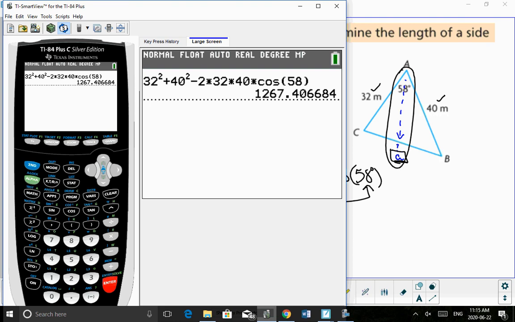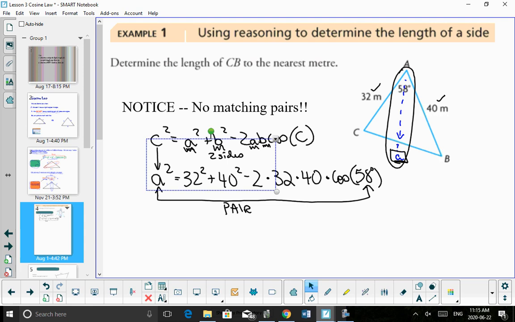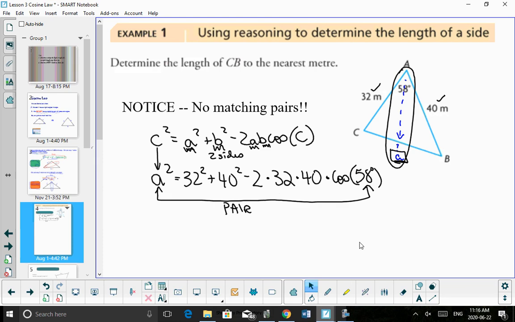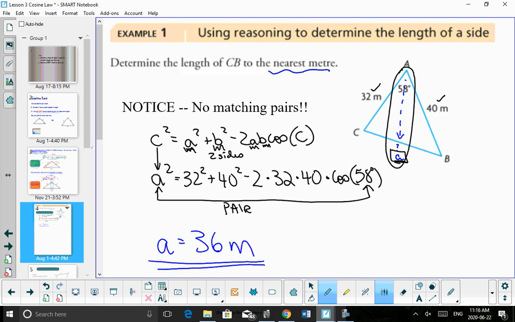Okay, so we get A squared equals 1267 because remember the formula is A squared. So how do you get rid of a squared? We square root. So we're going to go square root that answer, hit enter, and I get out 35.6. So to the nearest meter, it's 36 meters. Okay? So drag and drop.